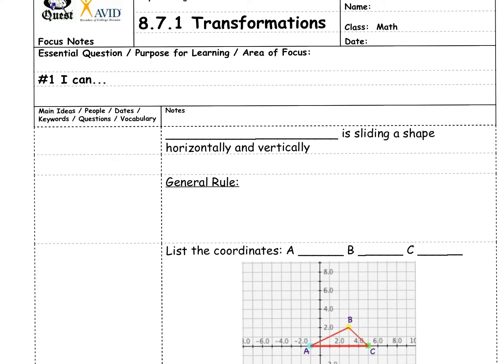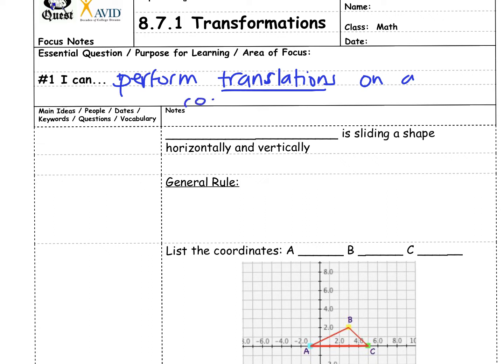Today's notes are notes number 1 for transformations, and our I can statement is I can perform translations, and that's our word today, translations, on a coordinate plane. Coordinate plane is just a way of saying a graph. And so today we're going to be focusing on one type of shift, which is a translation, when we talk about transformations.